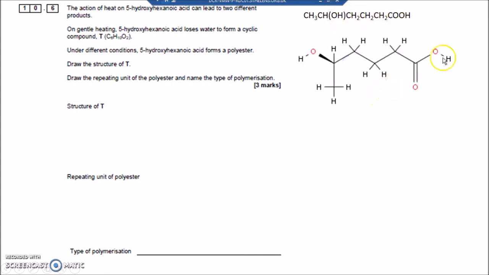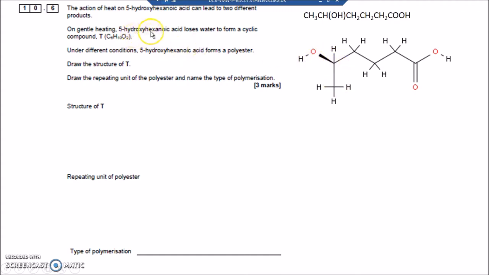Let's draw it as a displayed formula. So I've got COOH here, CH2, CH2, CH2, CH, CH3, OH. So the OH is on carbon number 5. Here's carbon number 6. 1, 2, 3, 4, 5, 6, with the OH at carbon number 5.